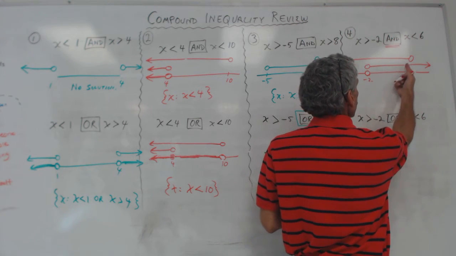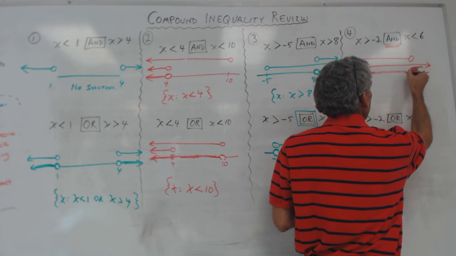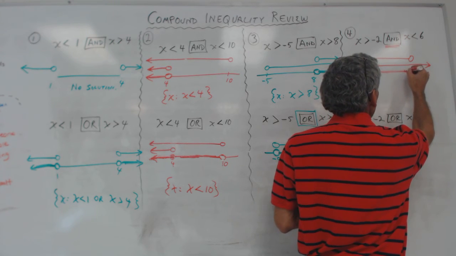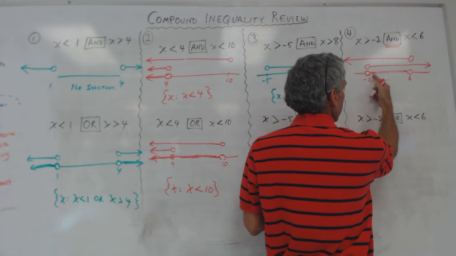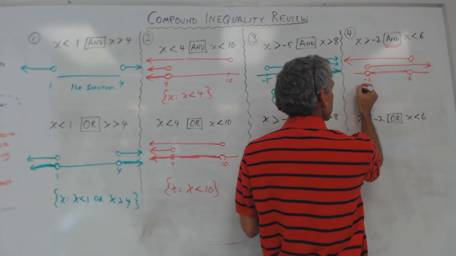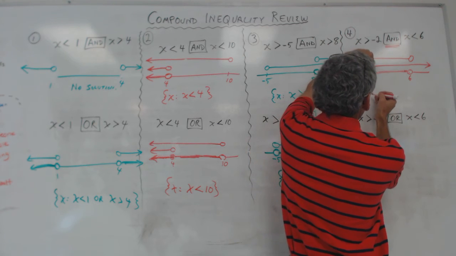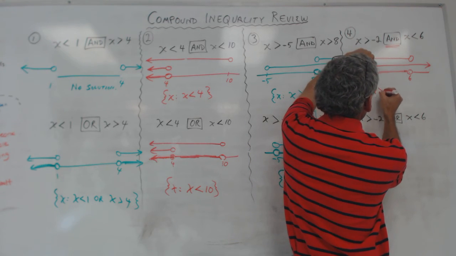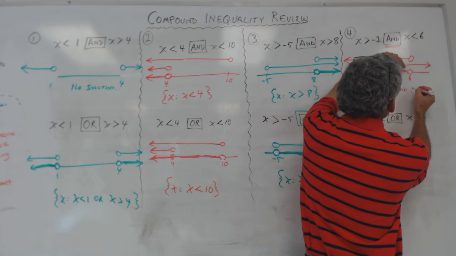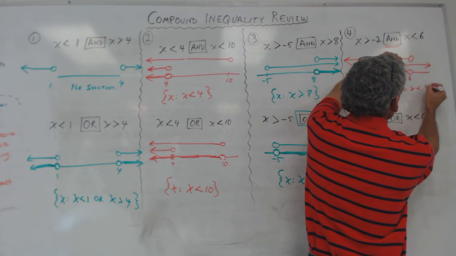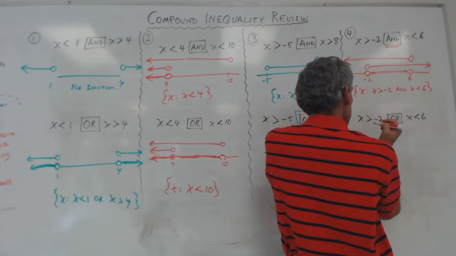And then the two lines are everything in between, so I make this nice and solid so I can see that. Now I have to describe this point. And I could do it two ways. To describe this, I could say the set of all x's such that x is greater than negative 2 and x is less than 6, which actually is the same thing as the problem. I could do that. That's totally legal.